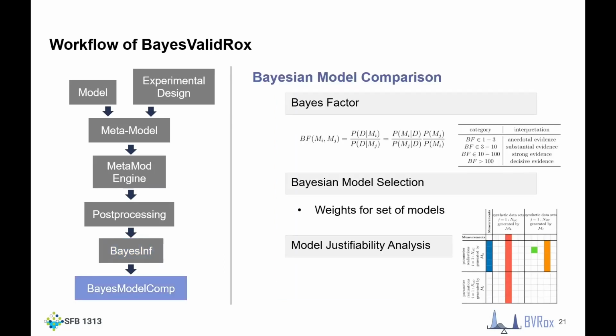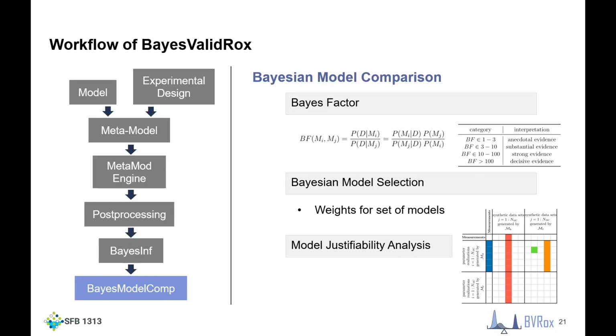Okay, the next thing that BayesValidRox can do is allow you to compare models against each other given some data that you have. There are three options here. The first is simply to use a Bayes factor to compare pairs of models given some data. And then there are different types of interpretation based on how much evidence your result could give you.